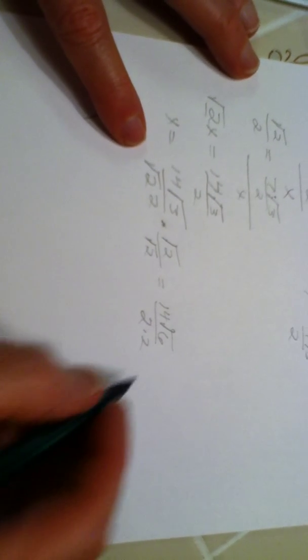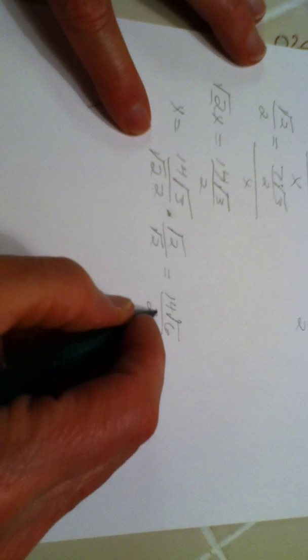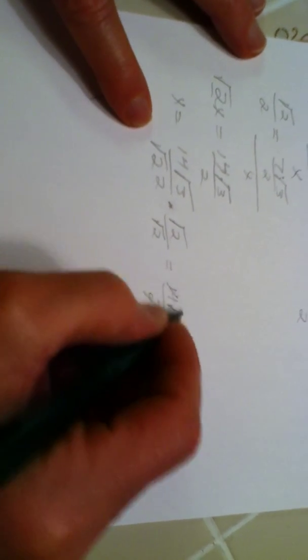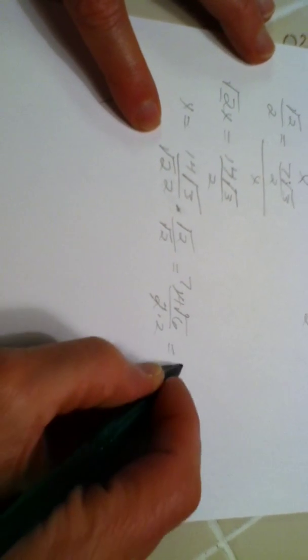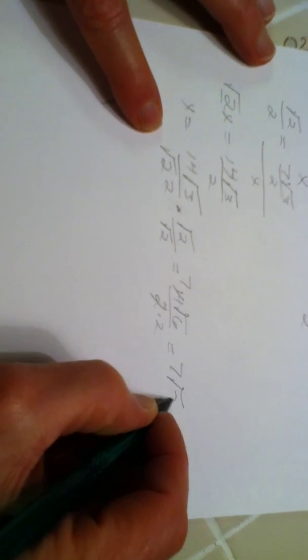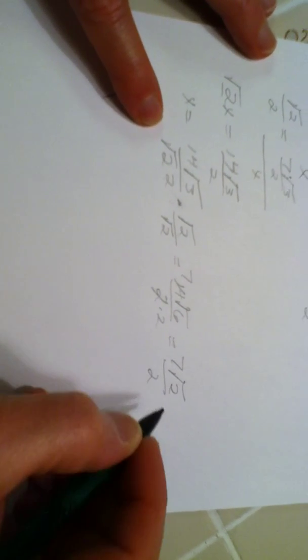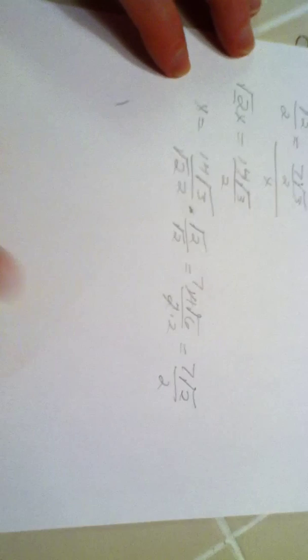Now I can divide 2 into 14 to make that 7. So my answer is going to be 7 times the square root of 2 over 2. So that's what the answer is for x.